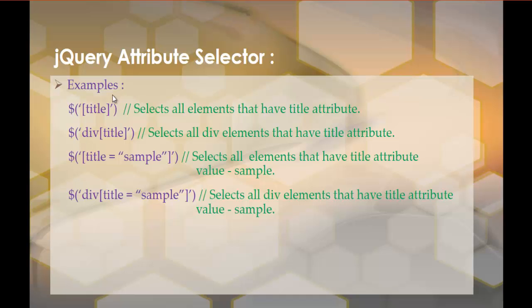Now from these last two examples, we are going to identify an element by the attribute value. So keep in mind what I specified here, within the jQuery function I'm having the square brackets, title is equal to sample. Here the value of the title is sample. So what I need to do is select all elements that have title attribute value as sample. So how do I do that?